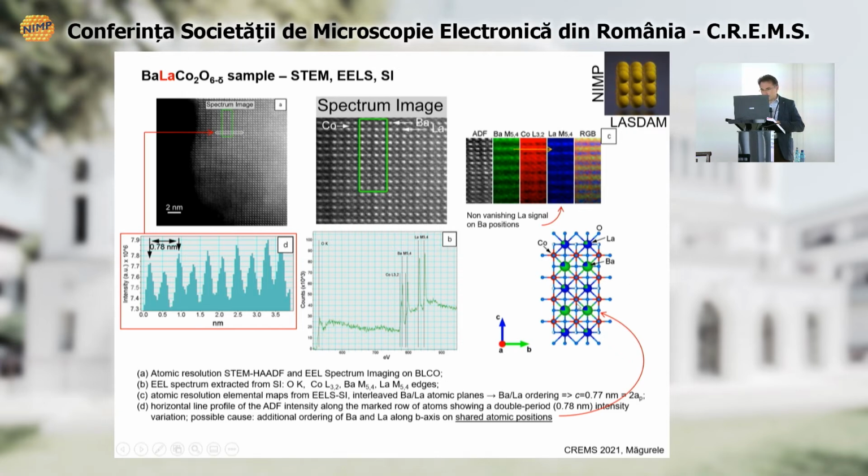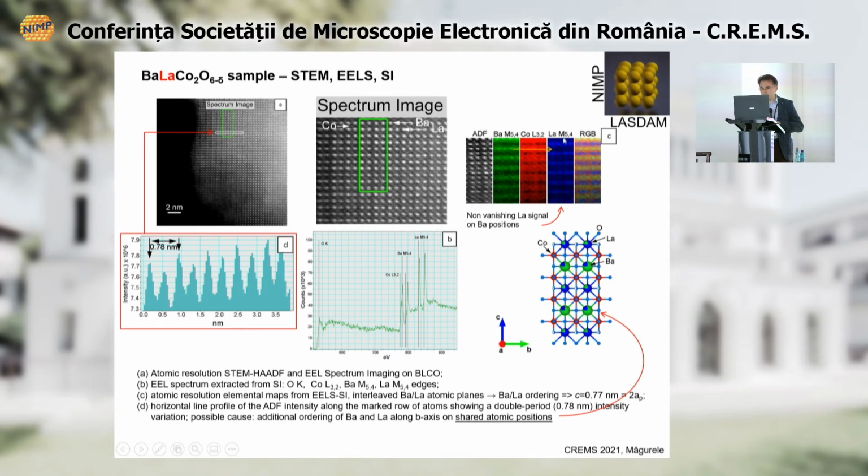And this is the structural model, including showing the ordering along the z-axis. But this is not all, because if we take a line profile along a perpendicular direction, we also notice an intensity oscillation, which has a period of 7.8 angstrom. We could not entirely explain the cause, but we expect that we may have an additional ordering of barium and lanthanum ions along the b-axis on shared atomic positions.